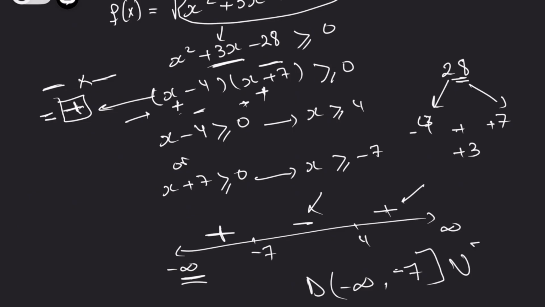Union. Am I going to include the 4? Yes, because when I replace it, it will give me 0 again, so it's okay. Plus infinity. And I'm going to close my brackets. Why didn't I include all the values between minus 7 and 4? Because it will give me a negative answer under the root and we won't need that solution.